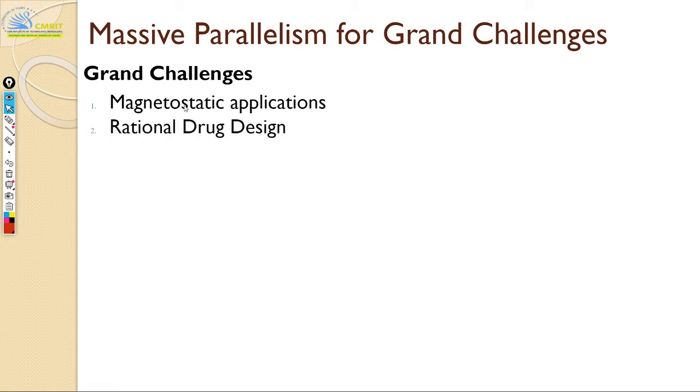The first example here is magnetostatic applications, where you study the magnetic field. The second one is rational drug design. Nowadays we are using artificial intelligence for drug discovery, right? These are very computation intensive. The other one is designing high speed aircraft. Again, as I said, this will involve computational fluid dynamics, where you study the aerodynamics of your aircraft.